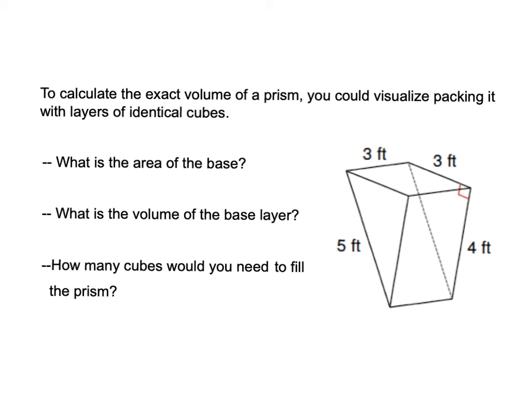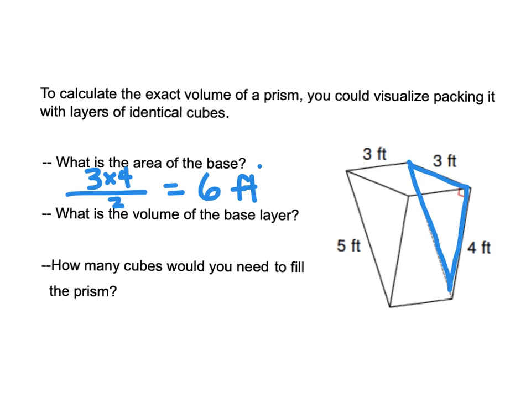All right, take a minute and answer these 3 questions on your own, and we'll check in together and see how you did. All right, to find the area of the base, this base is a triangle. It has a base of 3 and a height of 4, and divide by 2. So 3 times 4 divided by 2, so 6 feet squared. The volume of the base layer would be 6 feet cubed. So I'd be able to fit six cubes on that bottom layer.